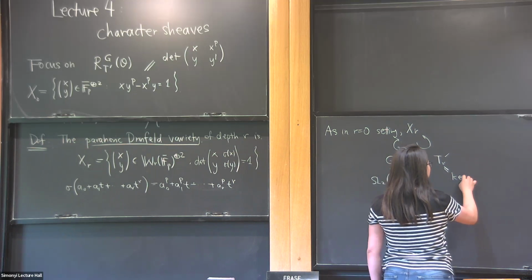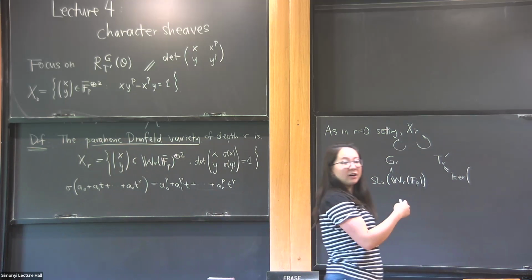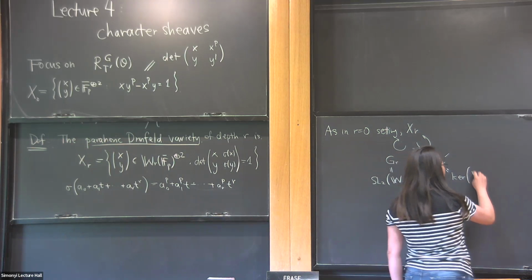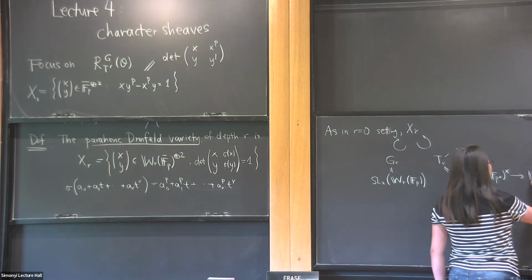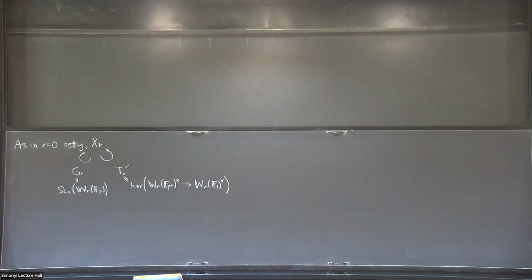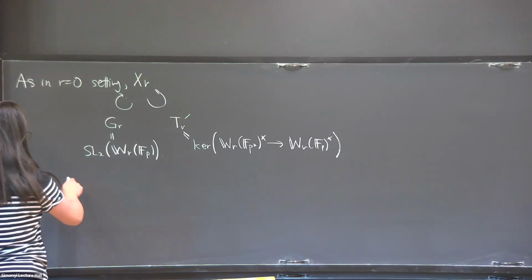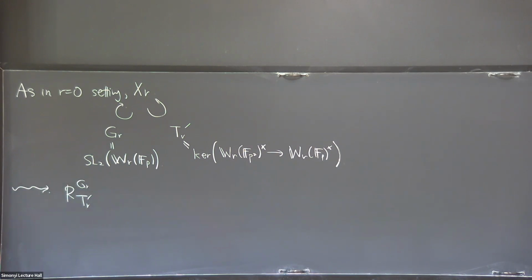And what is this? This is defined similarly. Before we had a kernel from F_p squared star to F_p star, and all I do here is also include this W_R. So this is the kernel from W_R of F_p squared star to W_R of F_p star. Okay, and so what this means is that, analogously to our R equals 0 setting, I can define this R_{T_R prime, G_R} completely analogously to how we defined R_{T prime, G}.